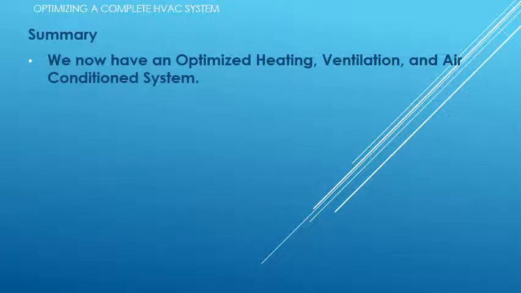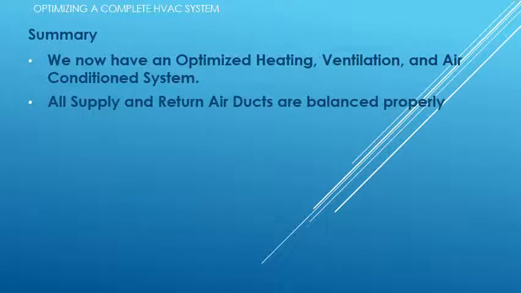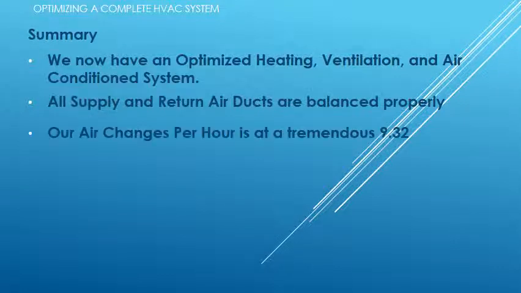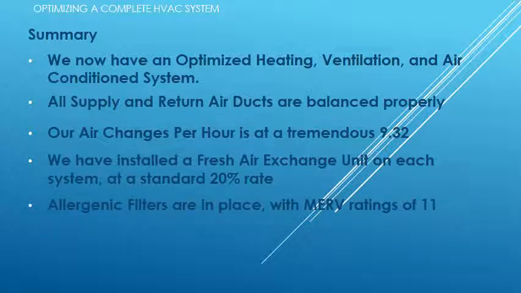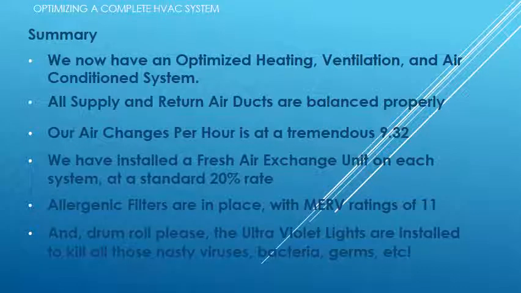So in summary, we now have an optimized heating, ventilation, and air conditioning system. Air and supply return ducts are all balanced properly. Our air changes per hour are a tremendous 9.32. We have installed a fresh air exchange unit on each one, standard 20% rate. We got allergenic filters in place with a MERV rating of 11. And drum roll please, we got ultraviolet lights installed to kill anything that comes through it. And in my opinion, this is an optimized HVAC system.